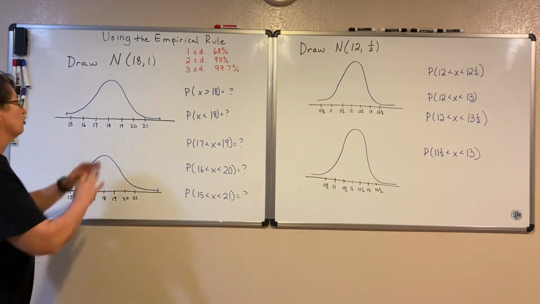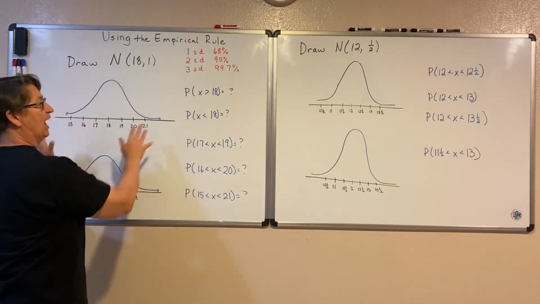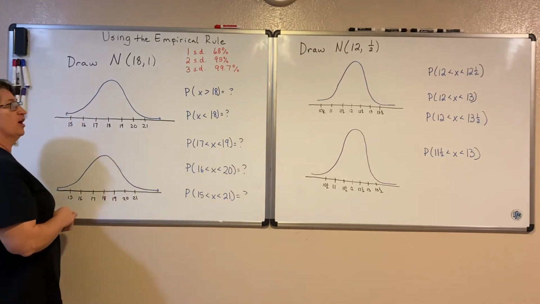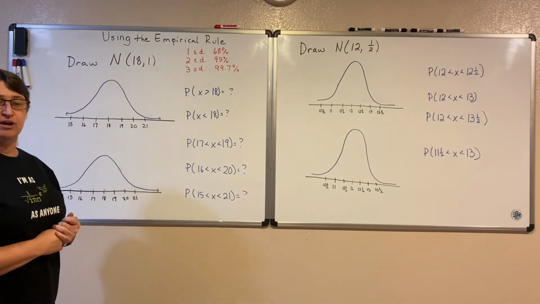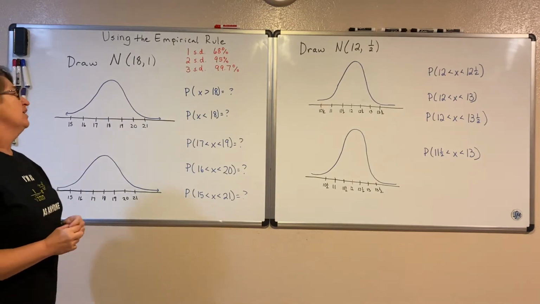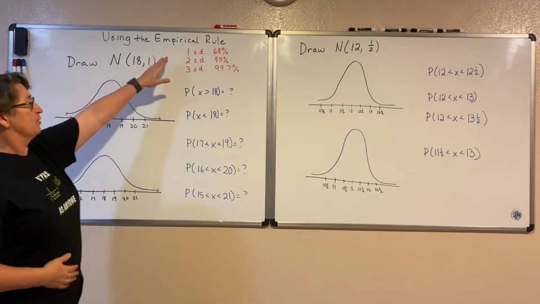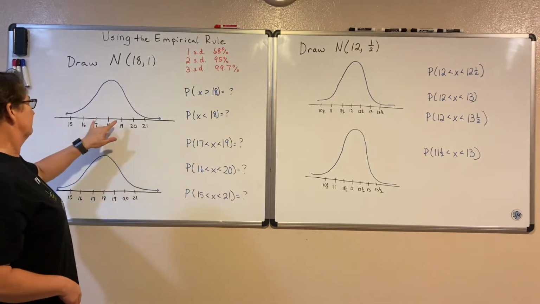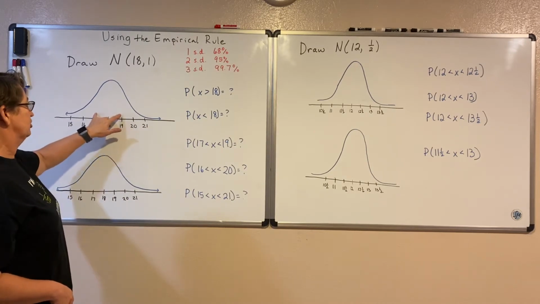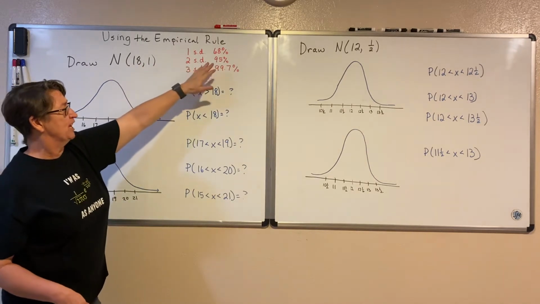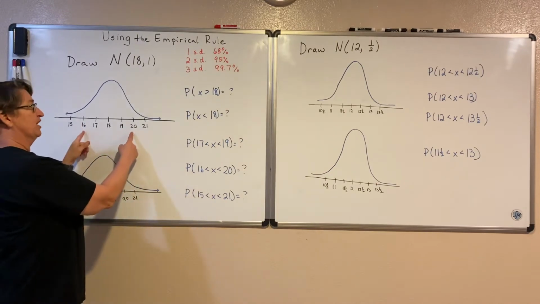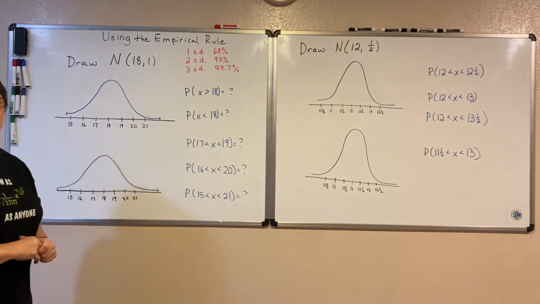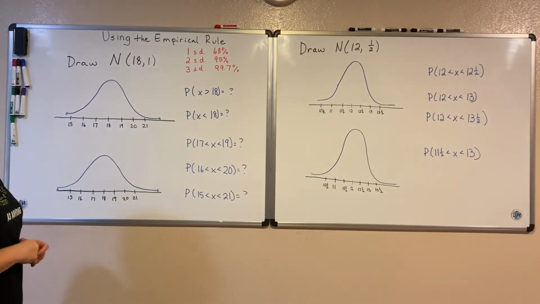A couple of things to remember. We know that the area under this entire curve is 1. And so we can begin to find the area between certain distances, and we've done that with the empirical rule. The empirical rule tells us that 68% of our curve lies within 1 standard deviation. Within 2 standard deviations, 95% of our curve is there. And within 3 standard deviations, 99.7% of our data is there.